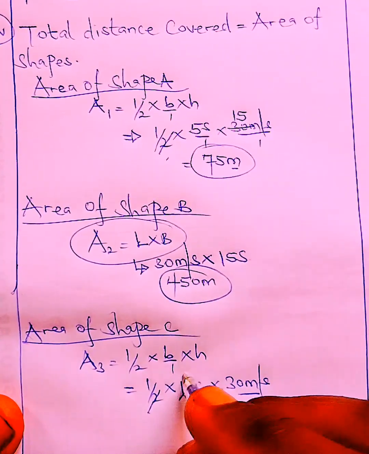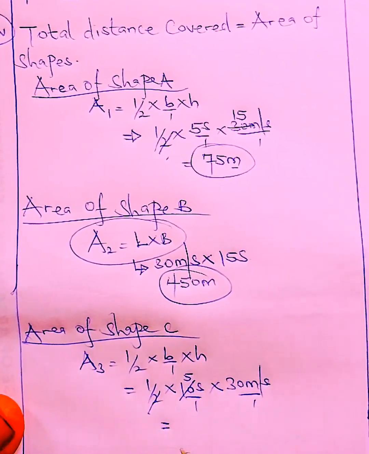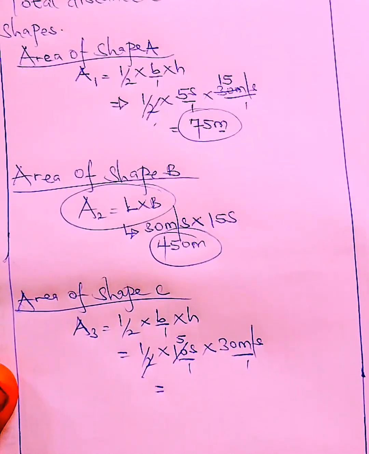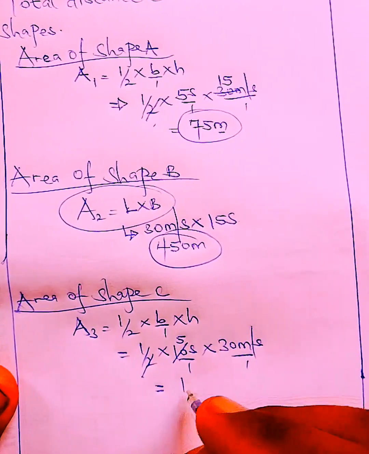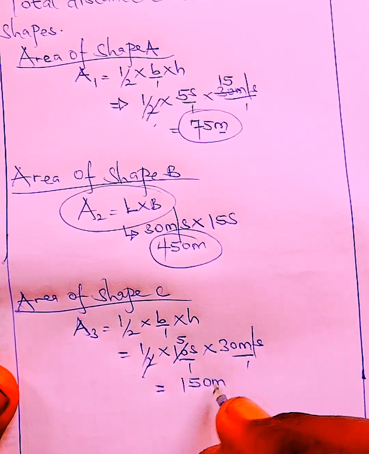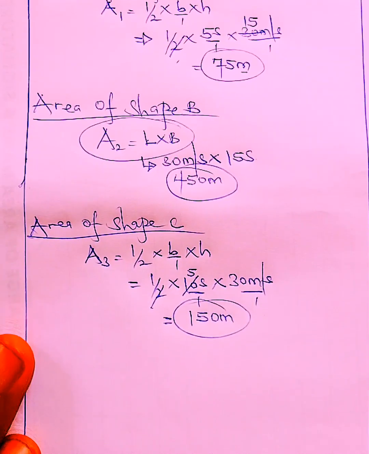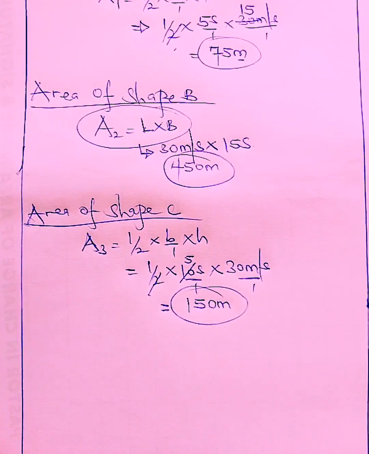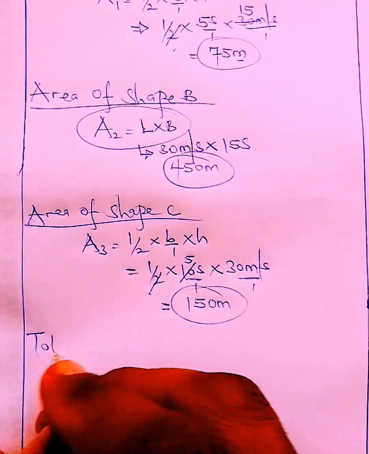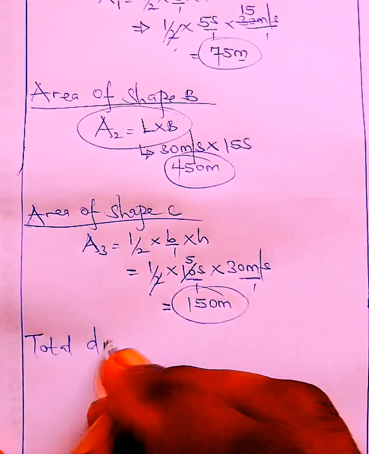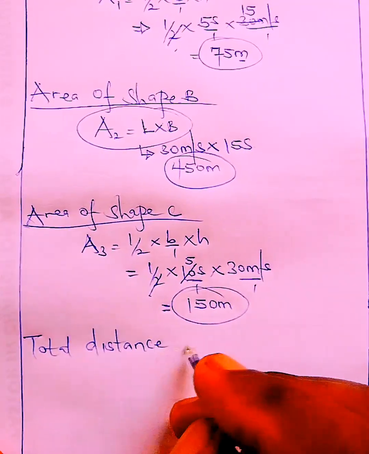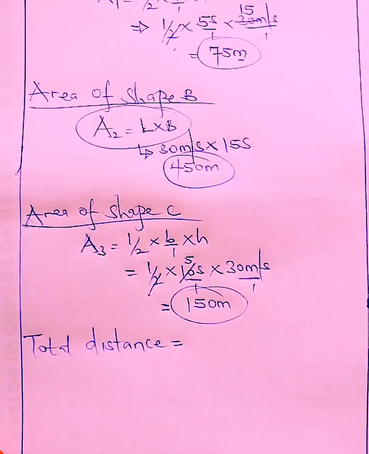So 1/2 times 10 is 5, and 5 times 30 will give us 150 meters. So now we have everything set out. What is the total distance covered by the body? The total distance is simply this.